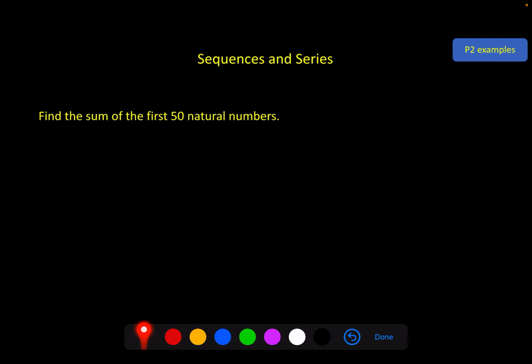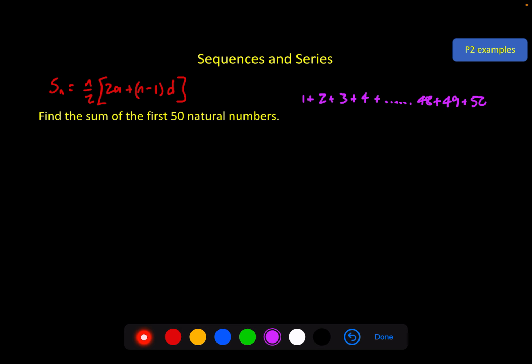You also need to be able to use it. So find the sum of the first 50 natural numbers. We're going to use that formula. Let me just write it up here again. So the sum of the first 50 natural numbers. The natural numbers, I hope the English doesn't trip you up here: 1, 2, 3, 4, and so on, up to 48, 49, and 50, and we're going to stop there, the first 50.